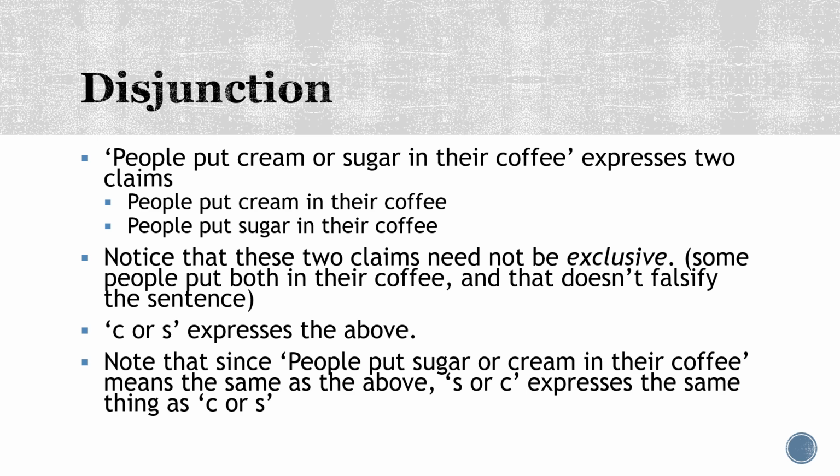And so again, if we're going to symbolize that, sort of abbreviate it, we're going to use this phrase here, C or S. And again, you could pick any letter you want. In this case, it's just pretty clear what stands for what. And so again, this could stand for any sentence though. So this is what any old disjunction looks like. It looks like C or S, where C and S are sentences, things that say something about something. And again, note that because "people put sugar or cream in their coffee" means the same thing as "people put cream or sugar in their coffee," S or C means the same thing as C or S. Again, direction doesn't matter for the "or," just like it doesn't matter for the "and."